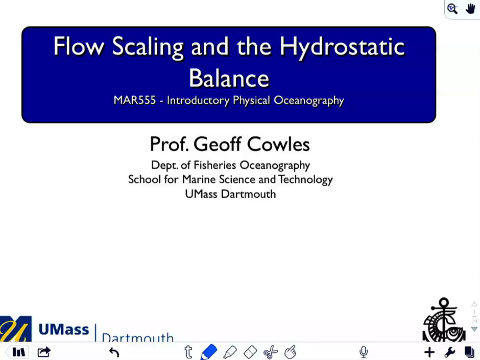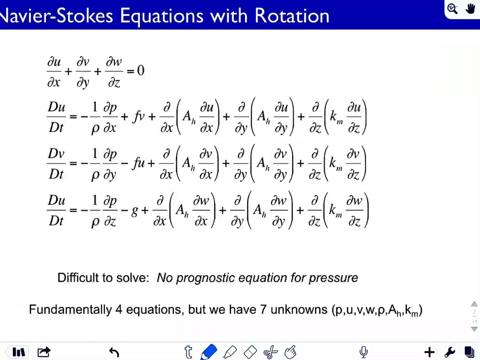This is just a brief tutorial on flow scaling and the hydrostatic balance. We discussed in prior lecture the Navier-Stokes equations, which are the governing equations for the fluid. In here we've added rotation because we're working within the non-inertial earth rotating reference frame. So we have equations for continuity, expressing conservation of mass, and momentum in three different directions: u, the x direction, v momentum in the y direction, and I should say w momentum in the z direction.